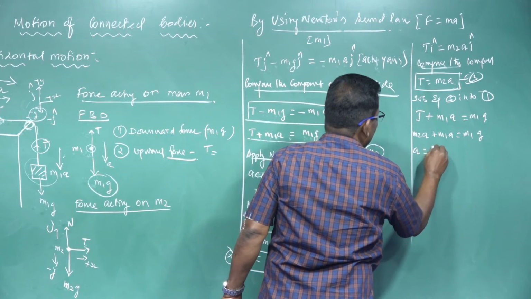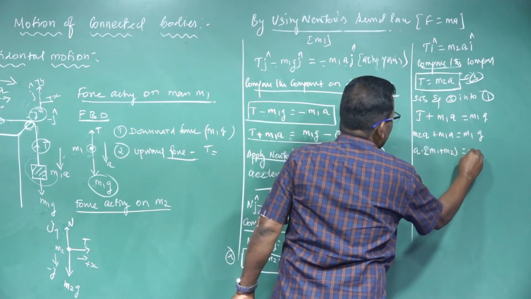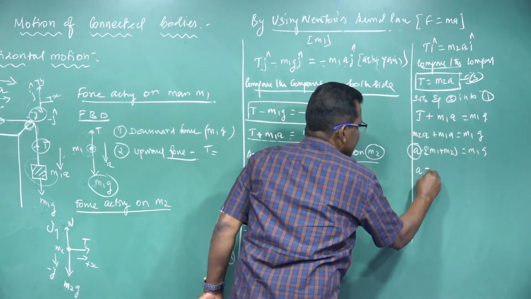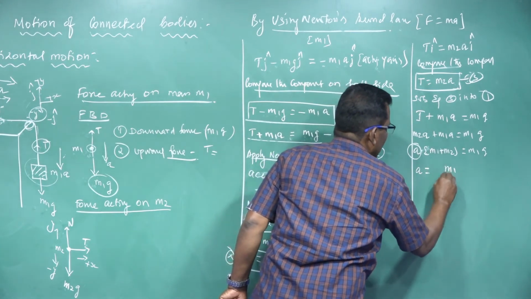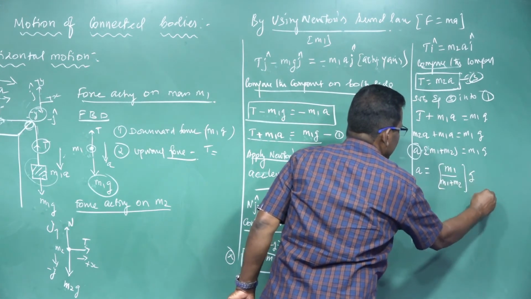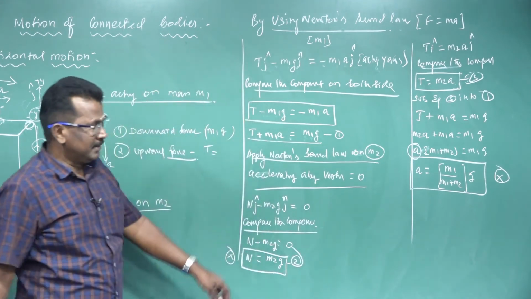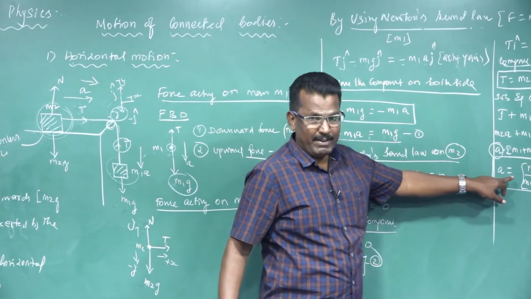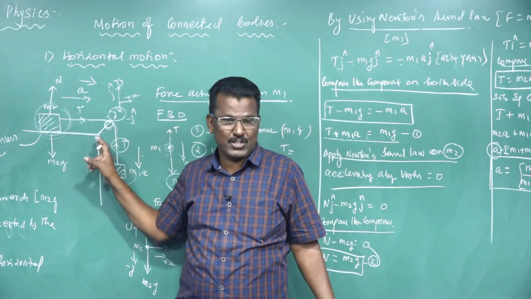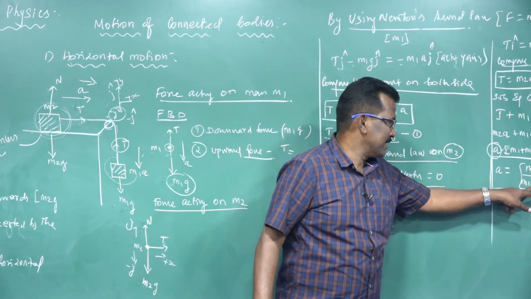Take a as common. So (m1 plus m2) a is equal to m1g. But our aim is to calculate only the acceleration. So a is equal to m1 divided by (m1 plus m2) into g. This is the formula to calculate the acceleration produced by the string where the two bodies are connected by the string, not gravity.